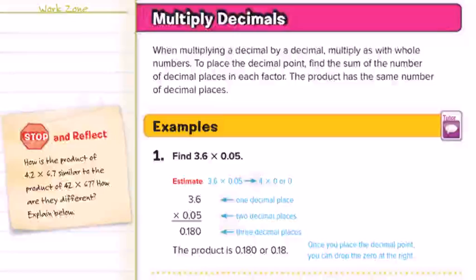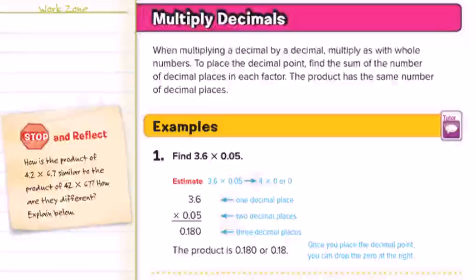When you multiply a decimal by a decimal, you're really just going to multiply as you would normally with whole numbers. Then, before you place your decimal point in your product, you're going to count the amount of decimal places in each factor, add them together to get your total amount of decimal places in your product. Let's look at example 1 to figure this out.